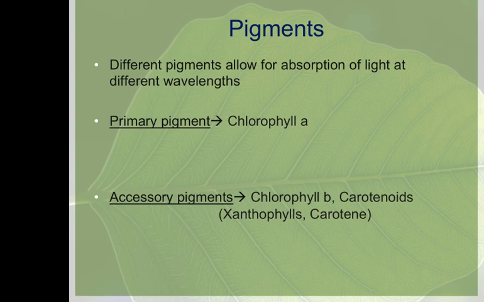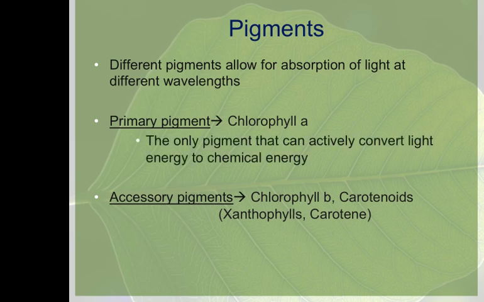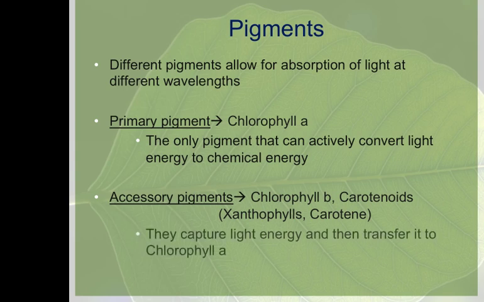As I was just saying, each pigment absorbs light only of certain wavelengths. Only one pigment, chlorophyll A, can act directly to convert light energy to chemical energy. Chlorophyll A is known as the primary photosynthetic pigment. Accessory pigments capture light energy, but they send this energy to chlorophyll A.